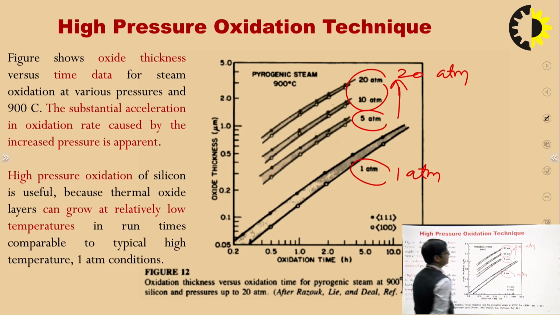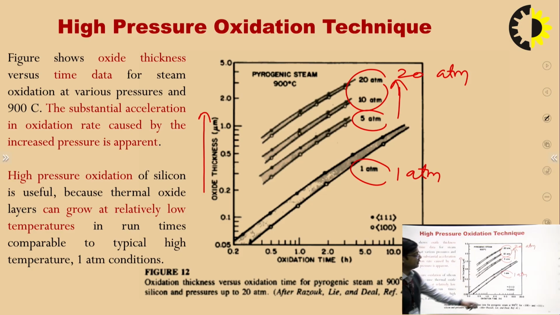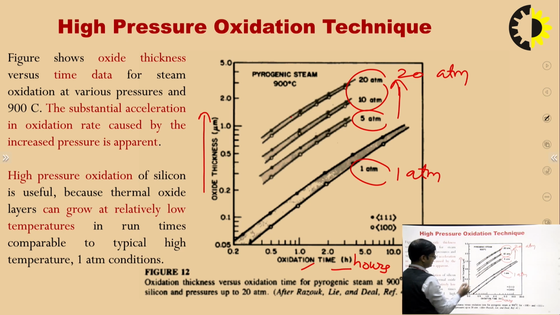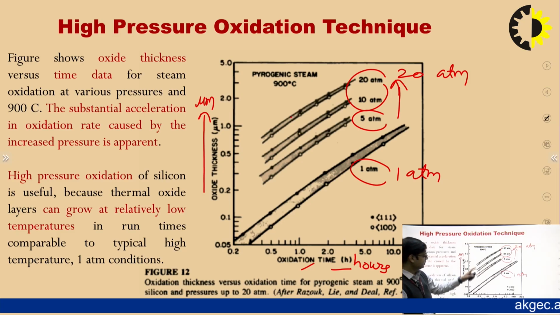So, at a higher pressure, the oxide thickness is more in a given time. Here the time is given in hours, and the oxide thickness is in micrometers. So, in a given time, the oxide thickness is more if the pressure is more. So, at a higher pressure, in a given time, oxide thickness increases. So, the oxidation rate is more.